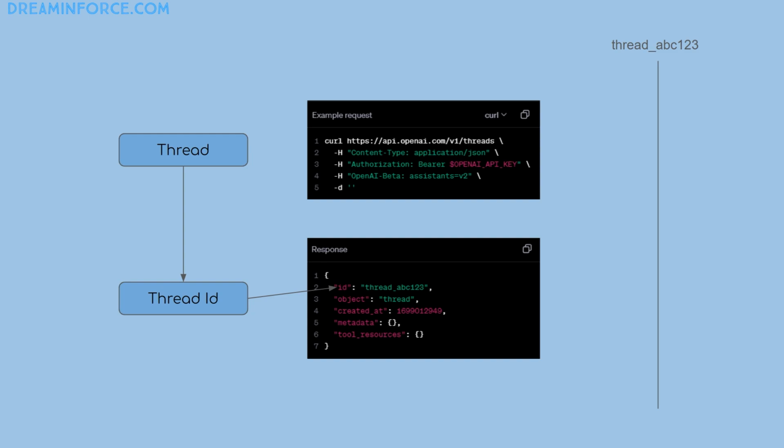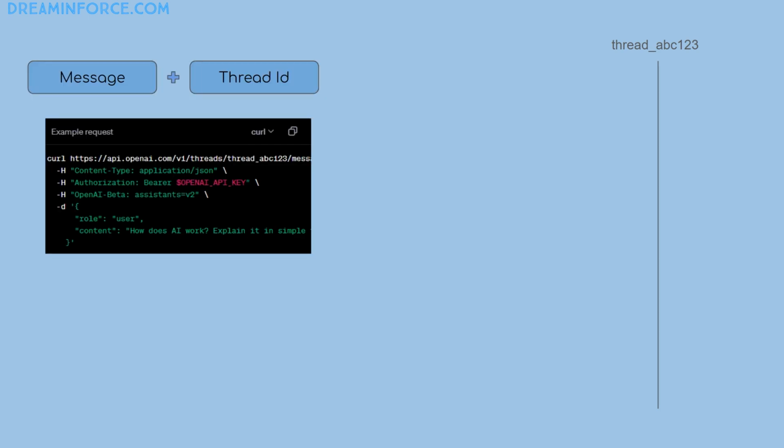Now, imagine this thread ABC123 got created. The next thing we need is to have the messages. These are the messages which will be searched in your files using the AI assistant. So we need to create a message on the thread. What we are doing is combining the message and the thread ID. Now, if you see, we have passed a user question, which is how does AI work? Explain in simple words. So this is our message, and in the URL, if you can see, the thread ABC123 is used in the endpoint.